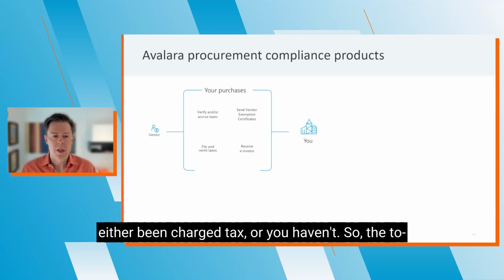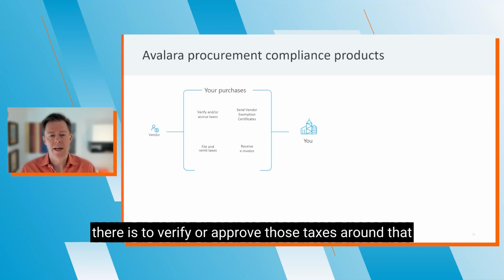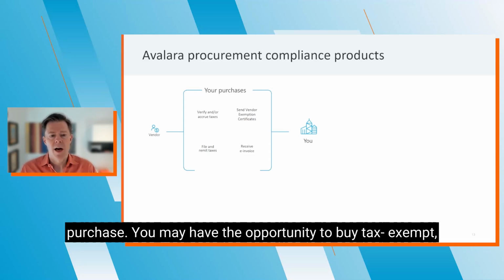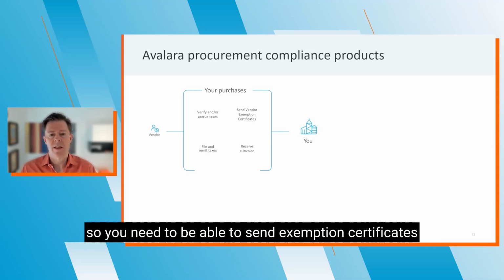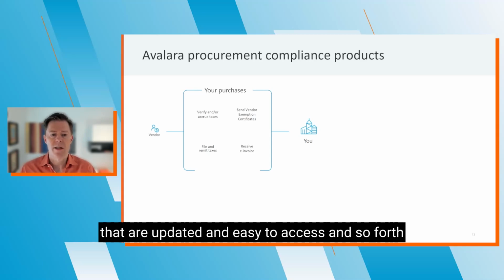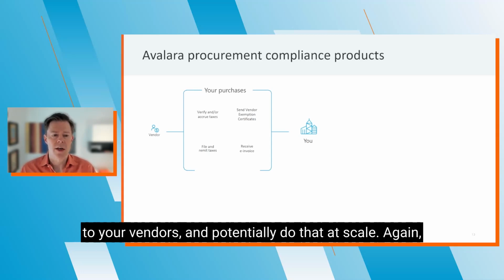Switching over to the buy side, the vendor side, how do you stay compliant in your purchases? So you've either been charged tax or you haven't. And so the to-do there when you make that purchase is to verify or approve those taxes around that purchase. You may have the opportunity to buy tax exempt. So you need to be able to send exemption certificates that are updated, easy to access and so forth to your vendors and potentially do that at scale.